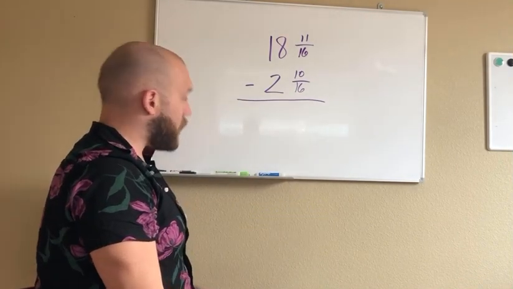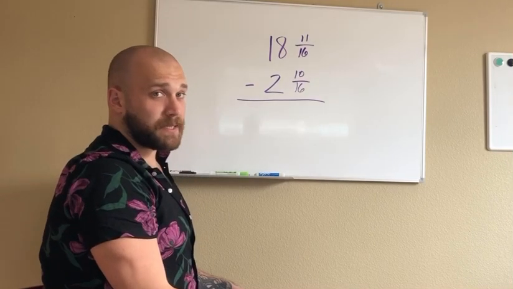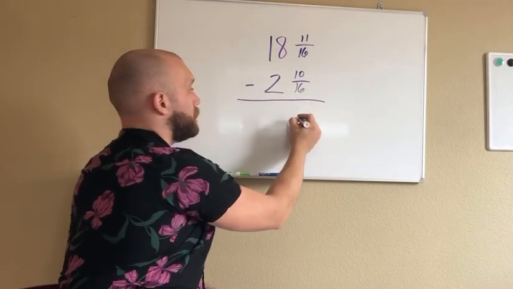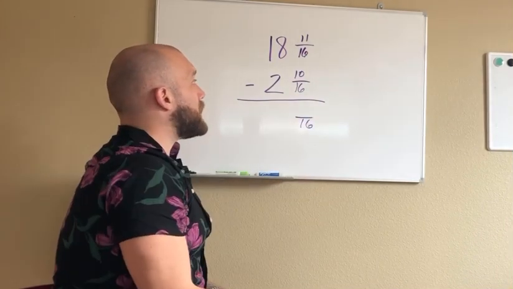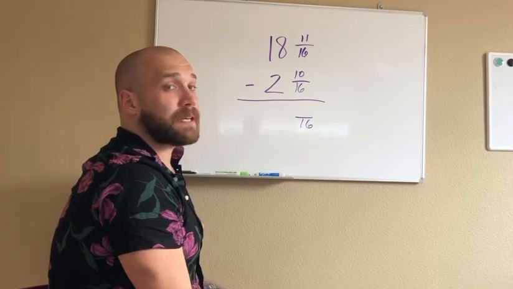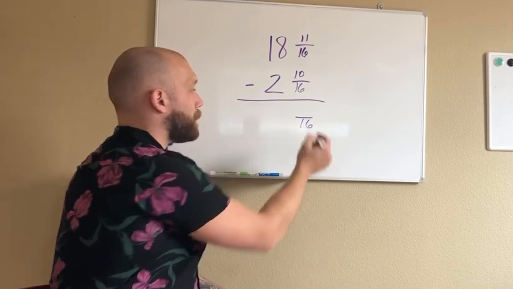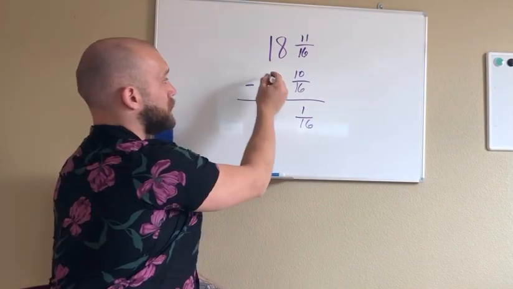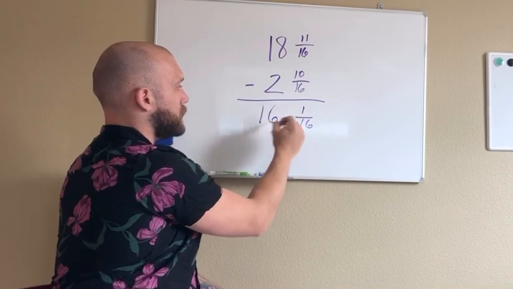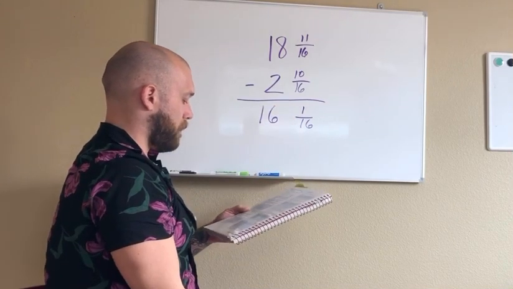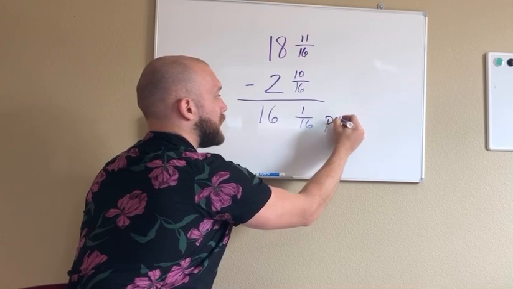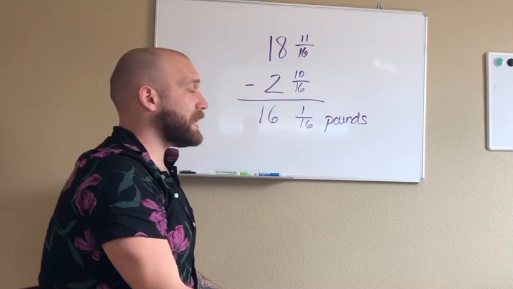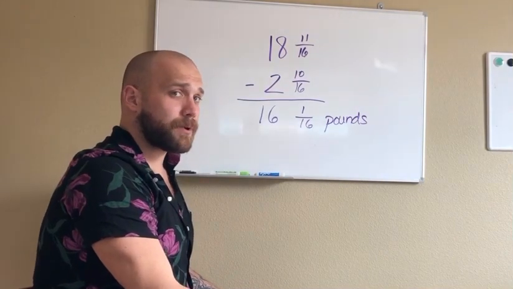So, working this problem, I know that when I'm adding or subtracting fractions, as I said before, the denominator stays the same. Now I can do 11 minus 10. What is 11 minus 10? 1. And 18 minus 2. 18, 17, and 16. And I need to make sure I label my answer. Pounds. So the dog now weighs 16 1/16 of a pound.